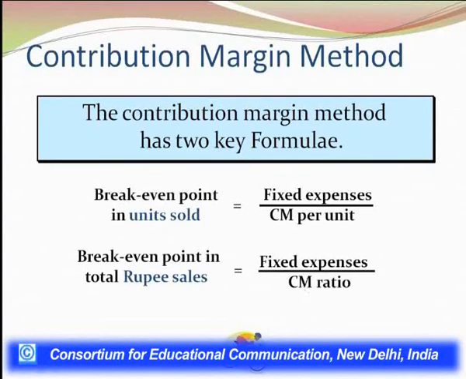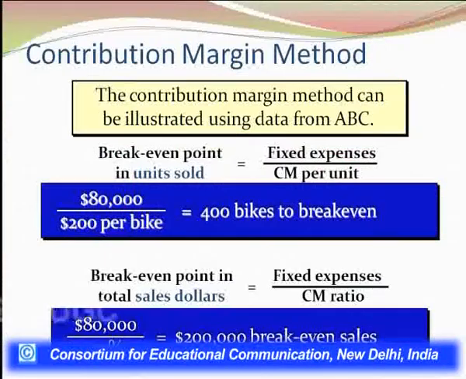So I hope you could understand how we use this contribution margin technique to find out the break-even point for a business, either in terms of units or in terms of value, dollar value or rupee value or any currency, depending upon the country. Now the contribution margin for the company here would be how much? The fixed cost was 800 and the contribution margin per unit was 200, not 300 as I just referred.